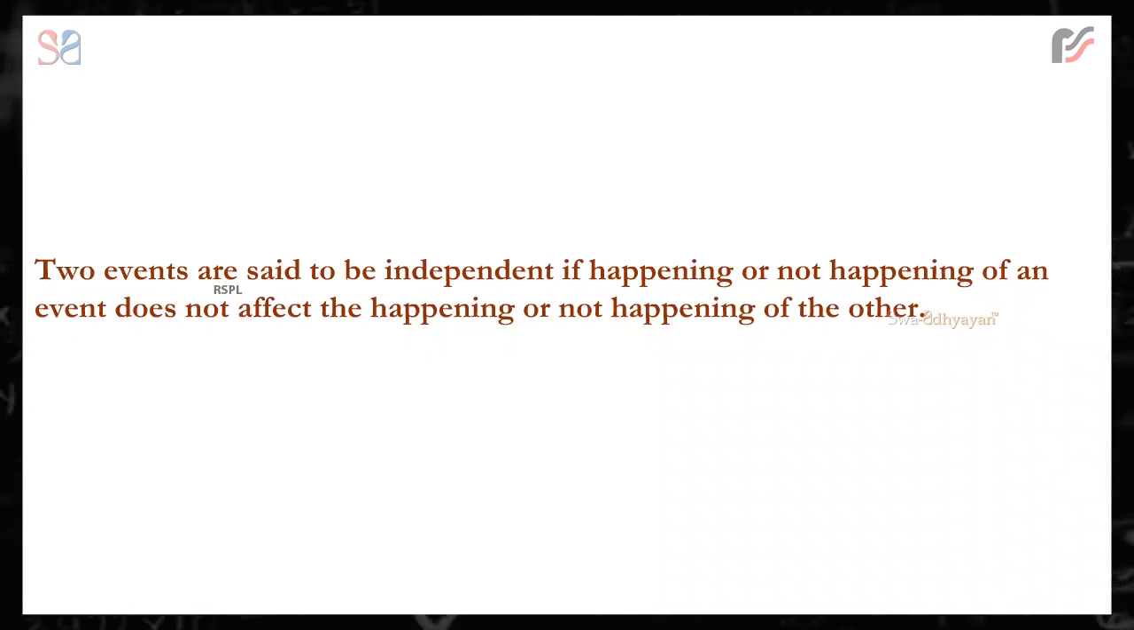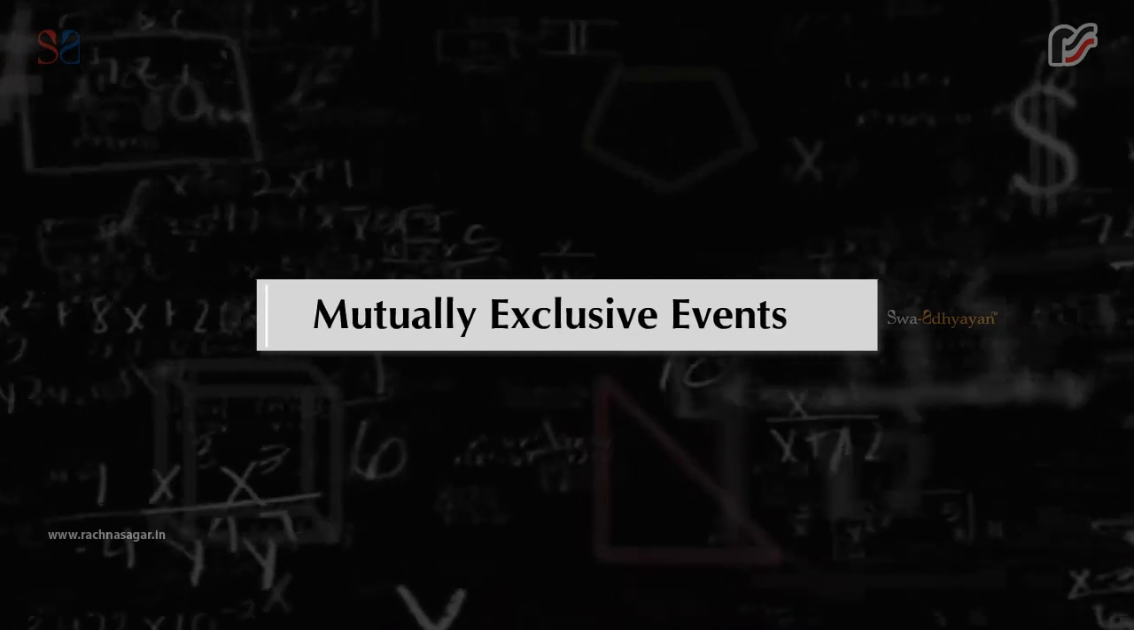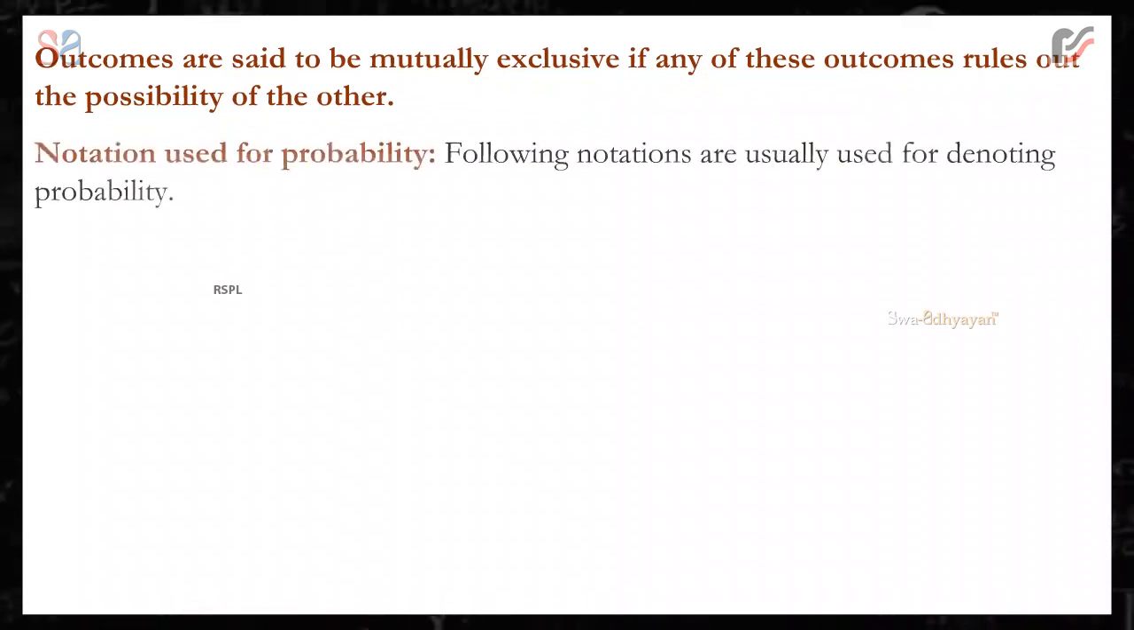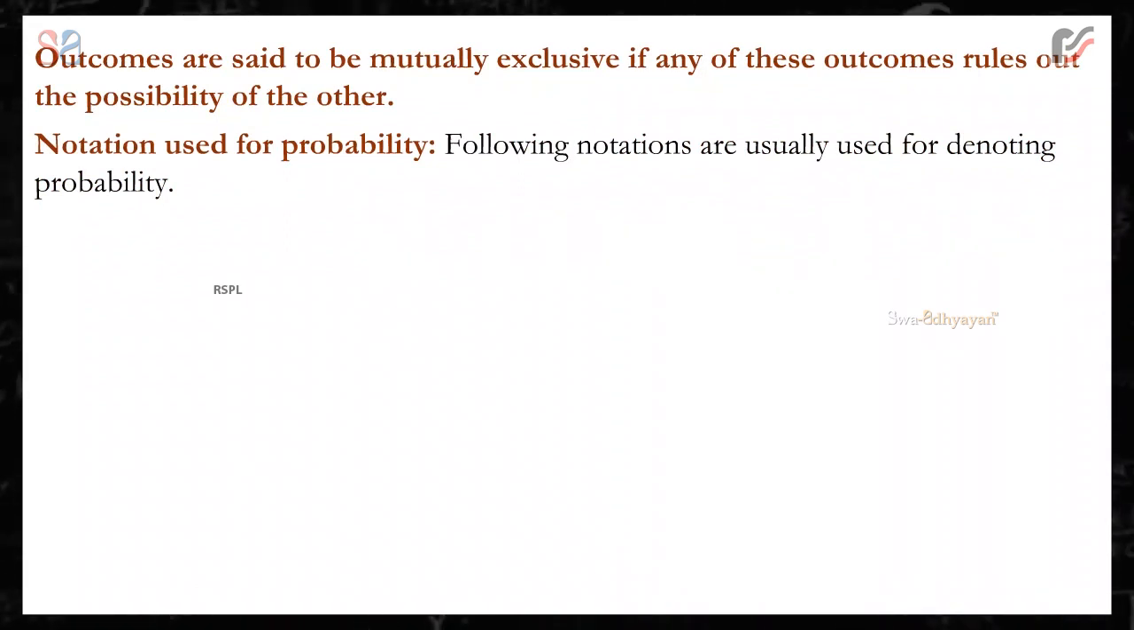Independent events. Two events are said to be independent if the happening or not happening of an event does not affect the happening or not happening of the other. Mutually exclusive events. Outcomes are said to be mutually exclusive if any of these outcomes rules out the possibility of the other. Notation used for probability.